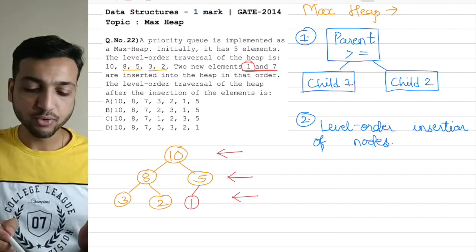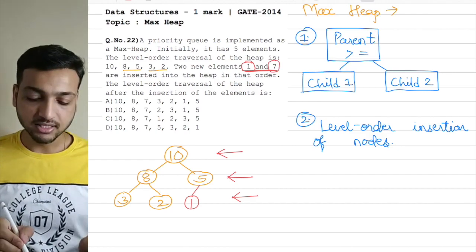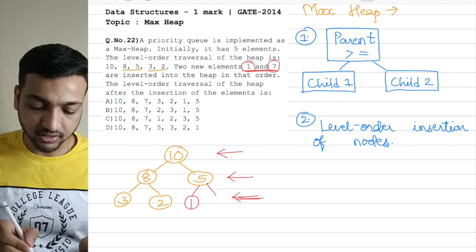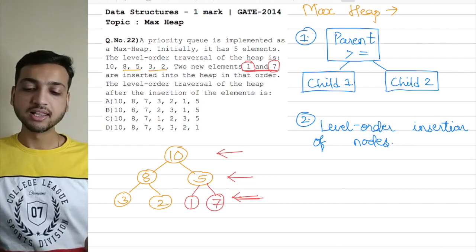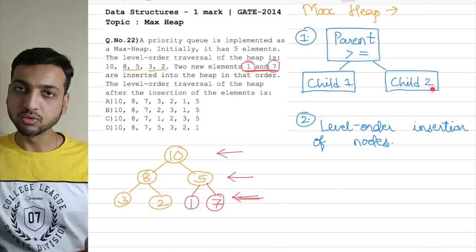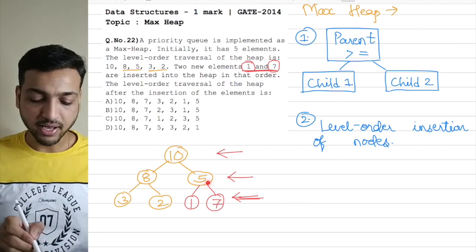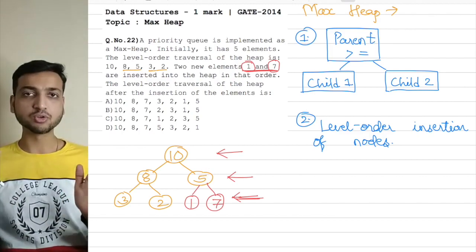Now next, we are going to insert the node 7. So again, the insertion has to be level-wise. Since this level is still empty, it's not full, we are going to insert 7 here. Now again, once the insertion is done, let us check if this first property holds or not. So very clearly 5 is the parent and 7 is the child, but 5 is not greater than 7. So this property is not holding.